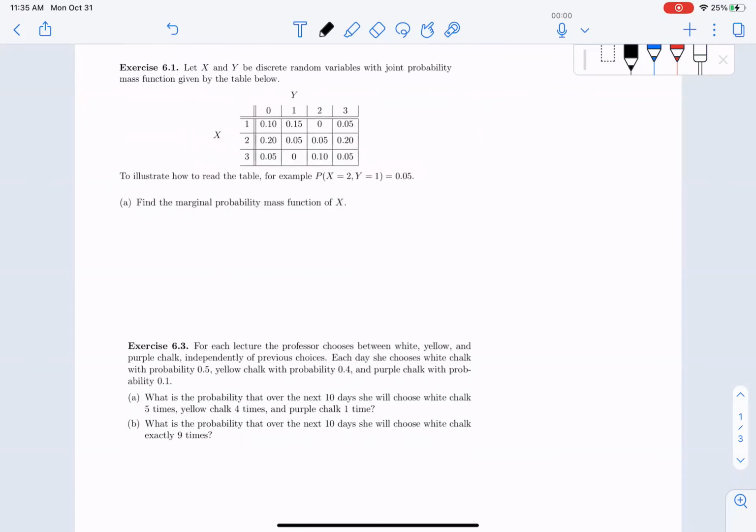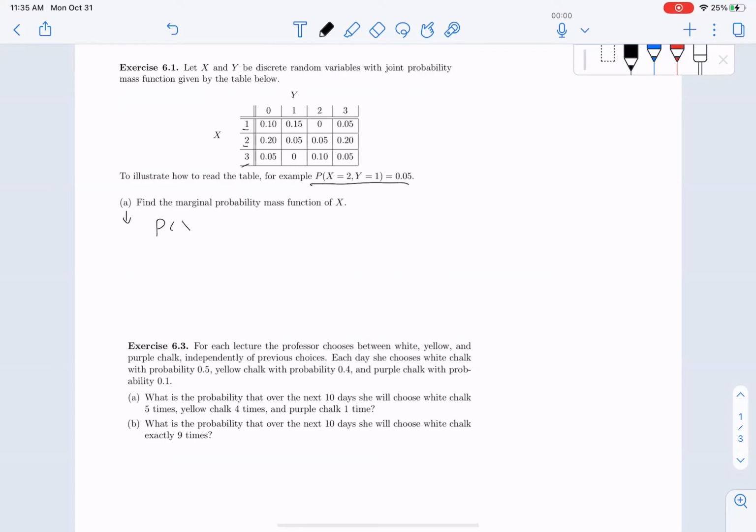Then let's look at the second question. You're given a table. There are discrete random variables for x and y. It's just an example teaching you how to interpret this table. So part A, find the marginal probability mass function of x. So first we should look at what values x can take. So x can equal 1, 2, and 3.